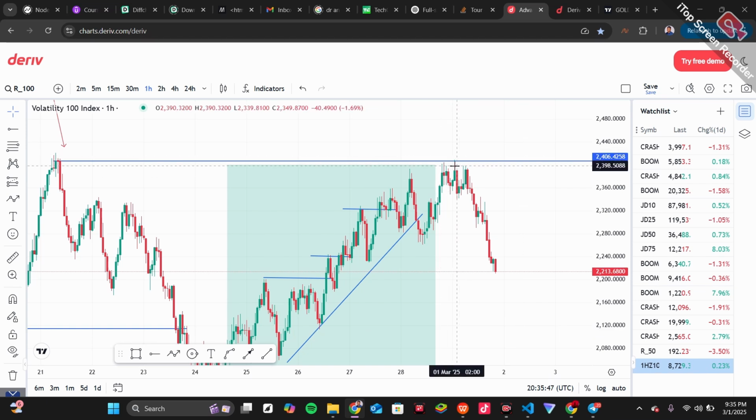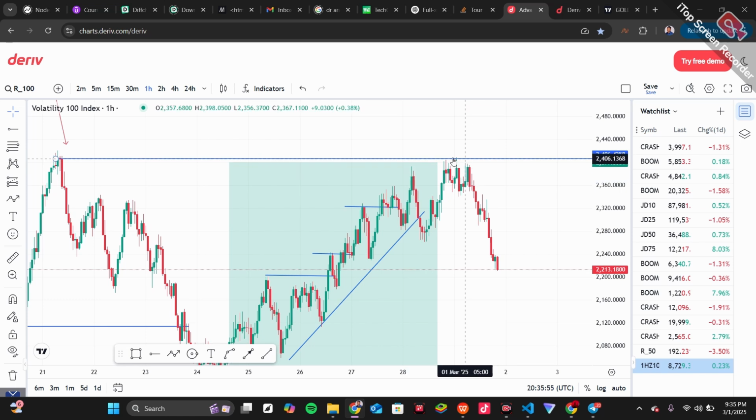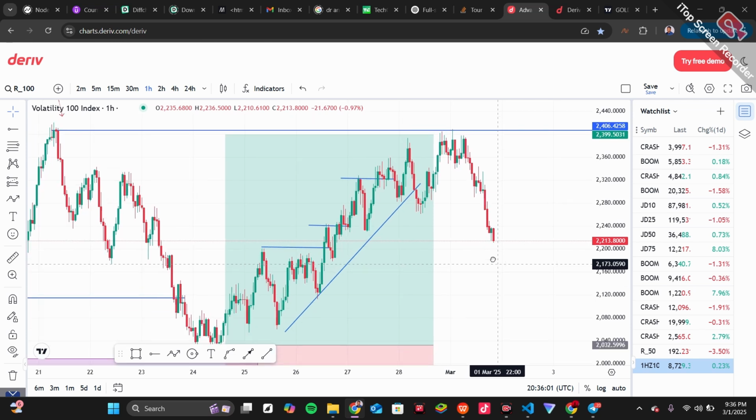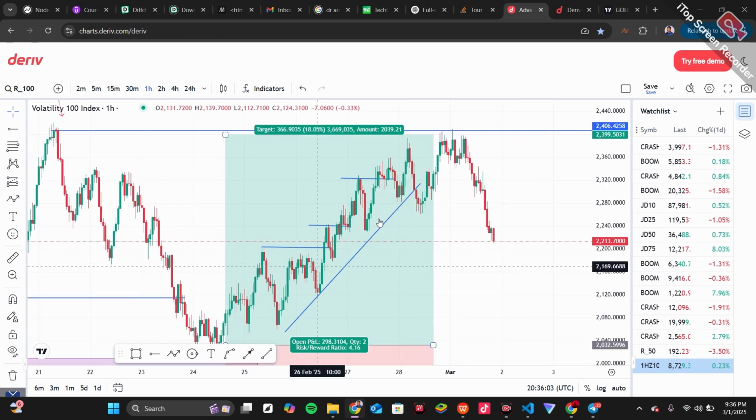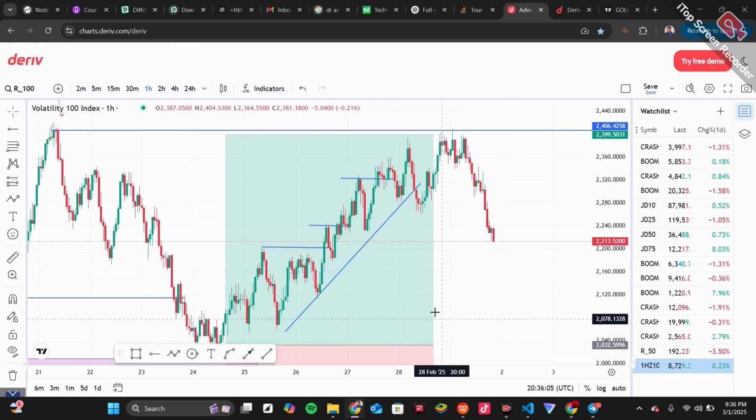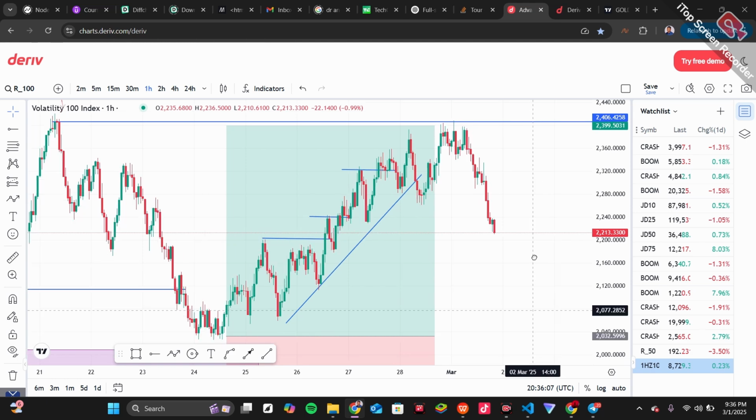So after making multiple rejections on the previous high, the market did what? Started selling. And this is a massive sell. So after taking your profit from here, and you take your sell after seeing multiple rejections, you are on the right side. Yes, that's a big win for you. So after buying, you're selling. Simple. There's nothing to complicate.